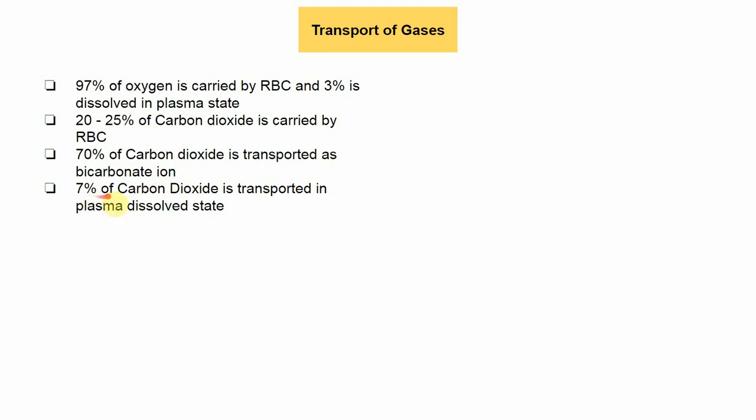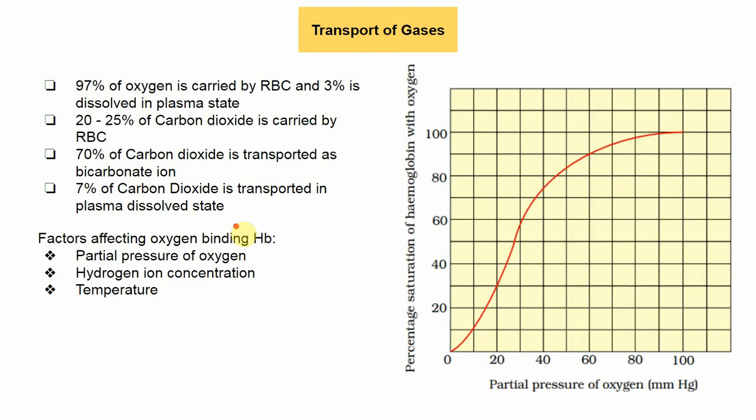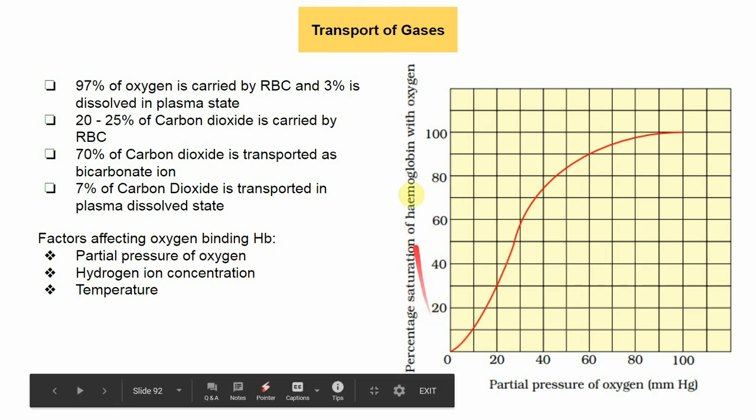And finally, around 7% of the CO2 is transported also in the dissolved state in plasma. So now when we look into the binding of oxygen to the hemoglobin, there are again some factors that mainly control or regulate the binding of oxygen to the hemoglobin. And also you can get the graph, and this graph is called the oxygen dissociation curve.